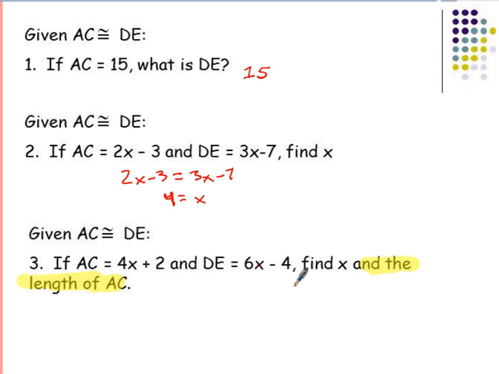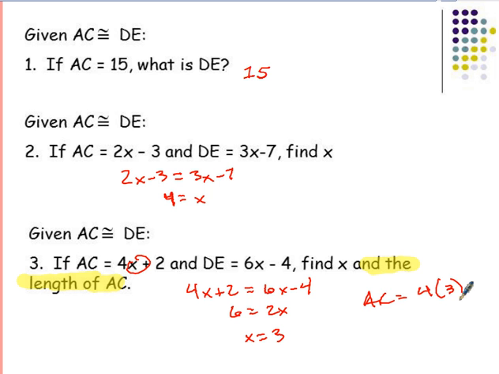So we're going to solve for x, and then we're going to plug it back in right here to find an actual length. So we've got 4x plus 2 equals 6x minus 4. Then we get 6 on this side and 2x on that side, so x equals 3. But I'm not done. I'm going to take that and plug it in right there. AC, which is what they asked me, is 4 times the x, which we know is 3, plus 2. So AC equals 14, and I need both of those steps to get the correct answer there.